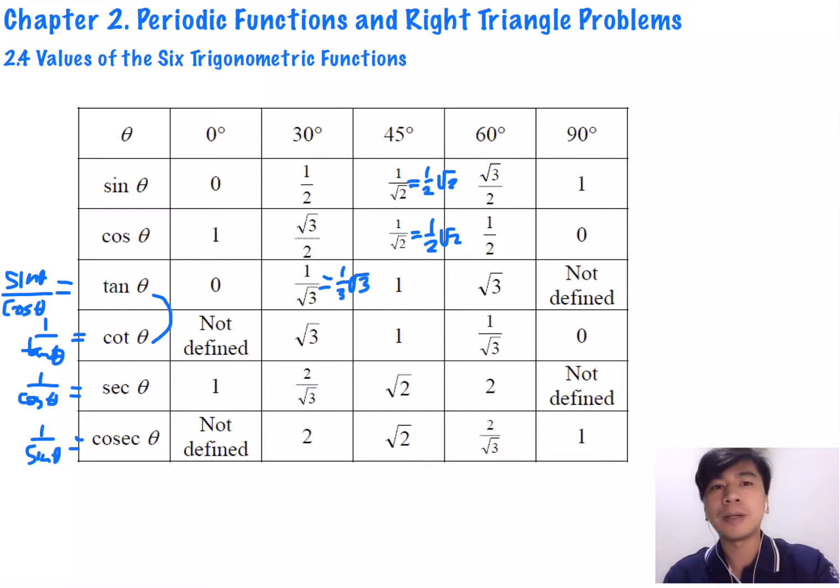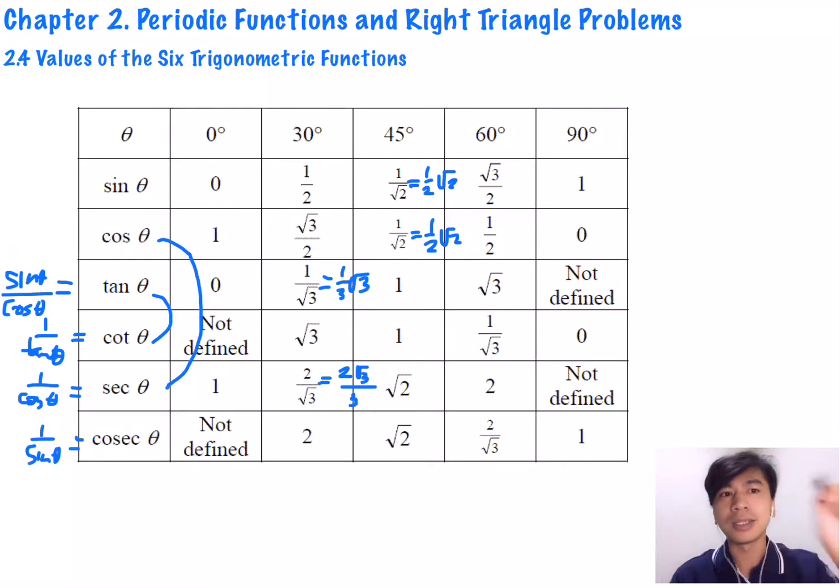To get secant theta, you'll need to understand cosine theta. So that will be 1 divided by 1, you get 1. 1 divided by square root of 3 over 2, you get 2 over square root of 3, which is equal to 2 square root of 3 over 3.